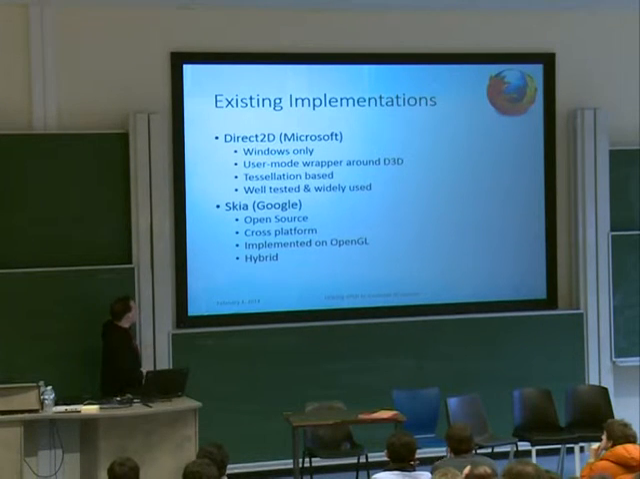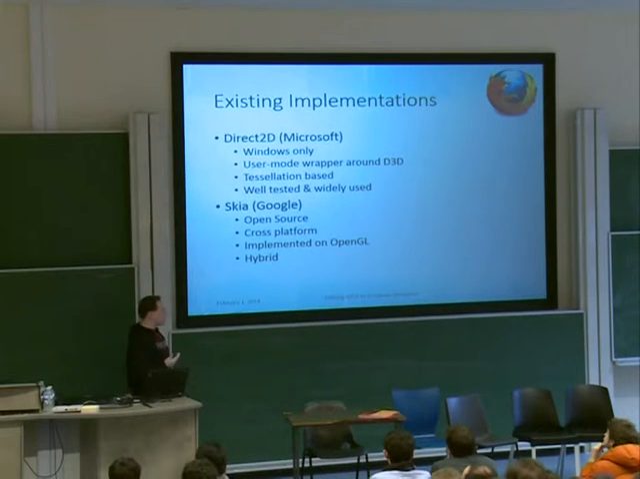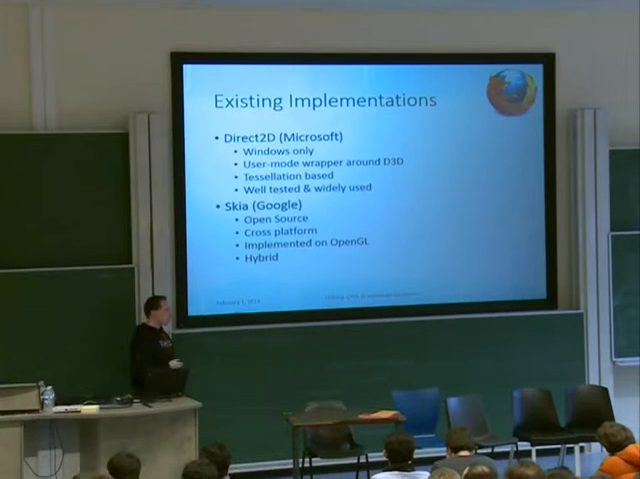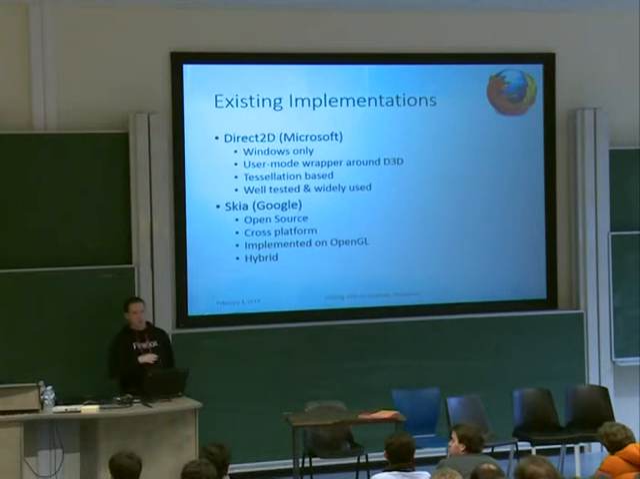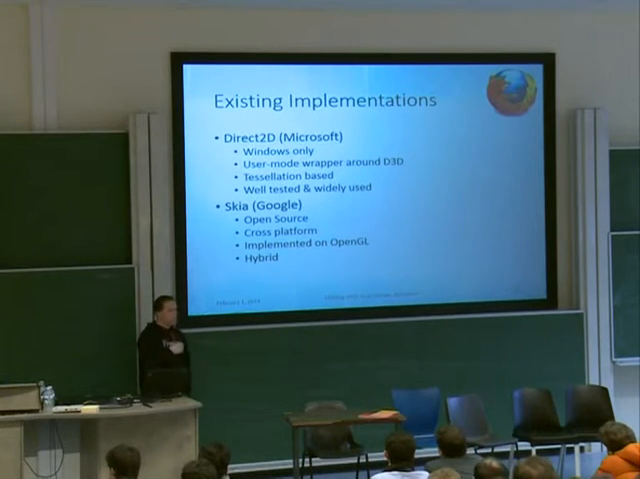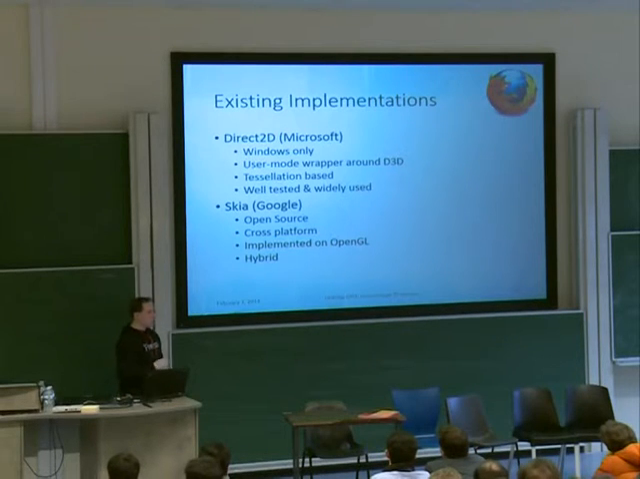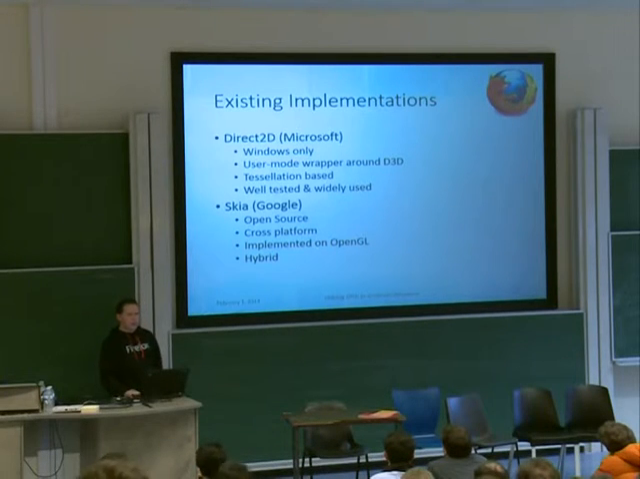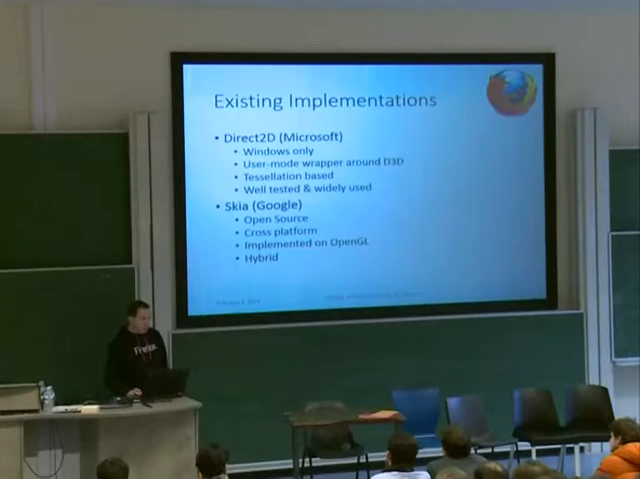Then from Google, we have Skia, or Skia GL, to be specific, which is the Skia version that renders using OpenGL. It's open source. It's cross-platform. As I said, it's implemented on OpenGL. It uses a hybrid approach, so it can draw either using coverage computation or tessellation, or it can actually upload CPU masks. So it uses all the different things, sort of. Now, currently, I don't know where Chrome is exactly using it right now, but they're not using it everywhere yet. But they're working on it. And we are also using it for Canvas on mobile devices.